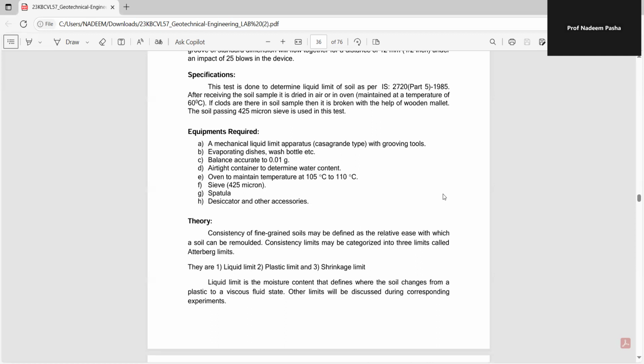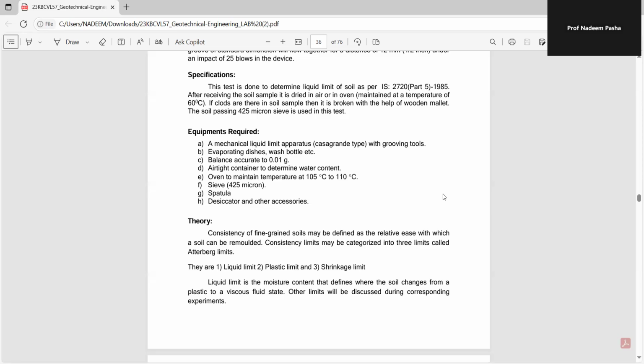So what is the apparatus required in this liquid limit test? A mechanical liquid limit apparatus, also known as Casagrande type with grooving tools. Next is evaporating dish, wash bottle, etc. Balance accurate to 0.01 gram. Airtight container to determine water content. Oven to maintain temperature at 105 to 110 degrees Celsius. Next, sieve of 425 micron. Next, spatula. Next is desiccator and other accessories.